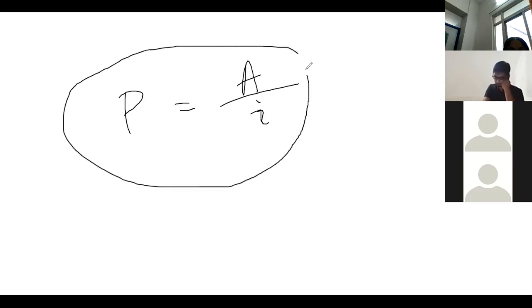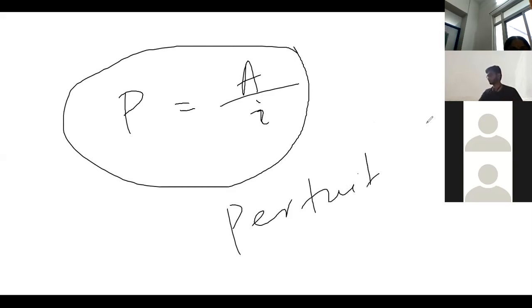Have you written this? This is the formula for perpetuity. Formula for perpetuity. See, a question. I think the question is there in this slide. Let me see.